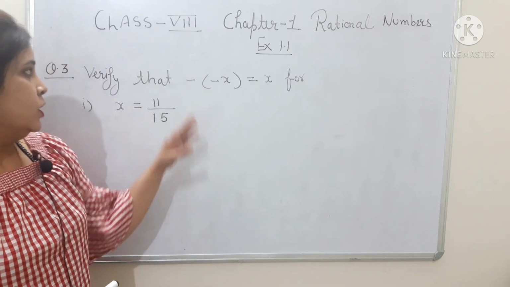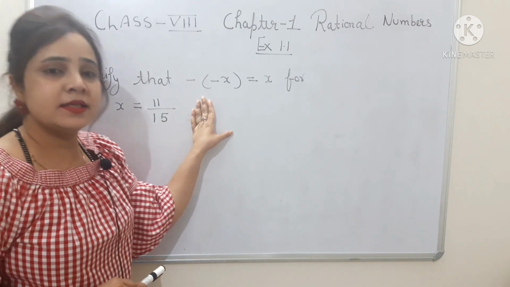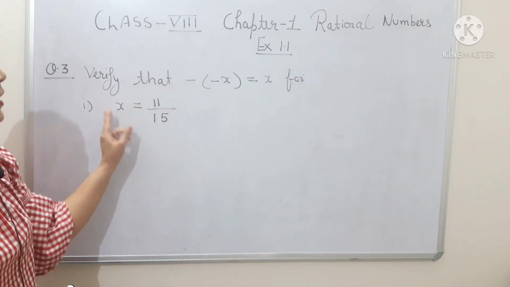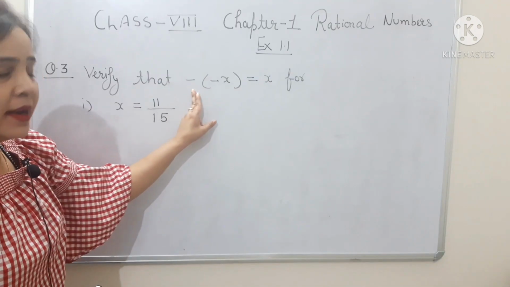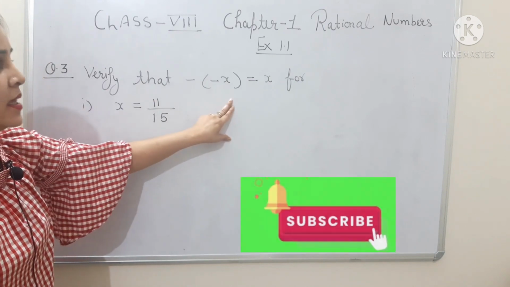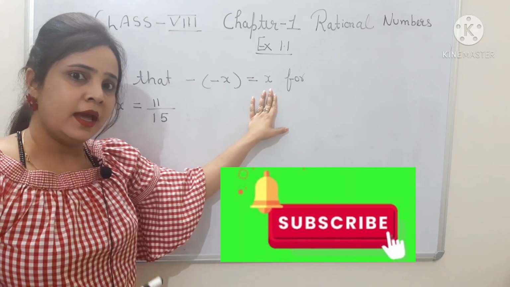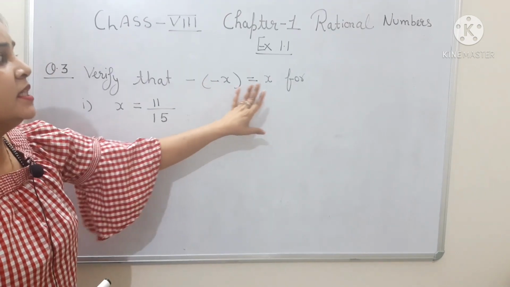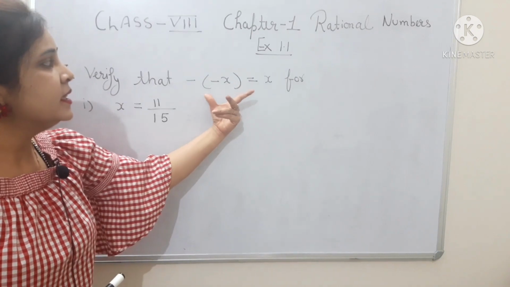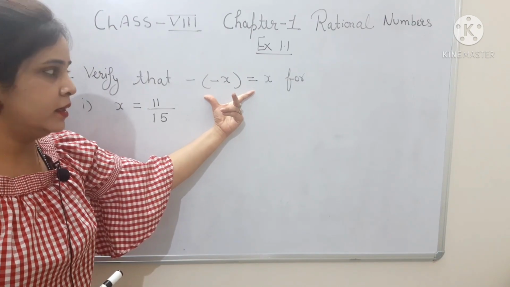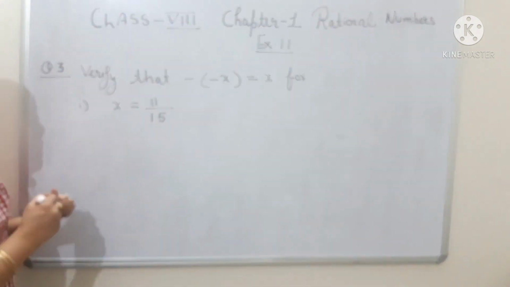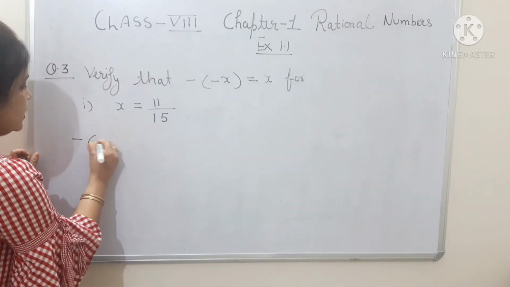Now the question number 3 of exercise 1.1. What is there in that question? It is that verify that minus into minus x is equal to x. हमें प्रूव करना है कि माइनस एक्स इज इक्वल टू एक्स, मीन्स दीज टू साइड्स आर इक्वल. ये दोनों साइड्स हमारी इक्वल है. So just take the values here.